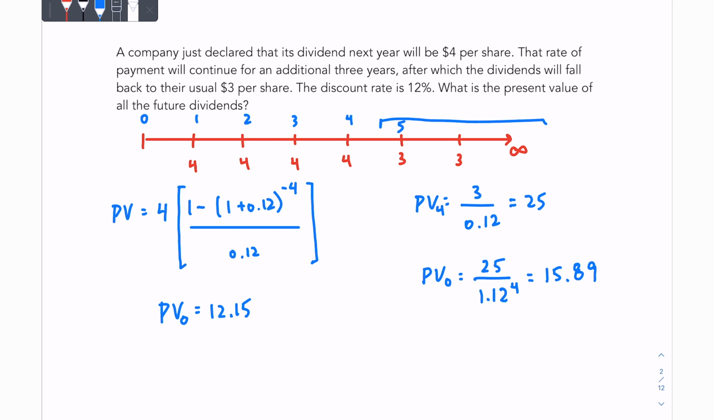Last step would simply be to add the two together. So the present value of the first 4 payments plus the present value of the remaining payments would give me the total value of this investment, just $28.04.